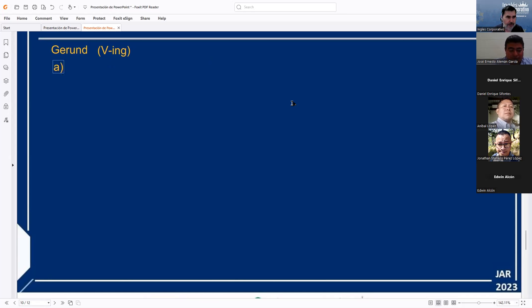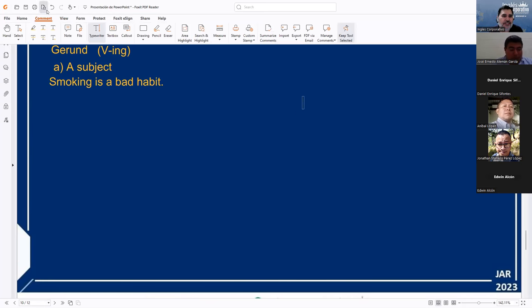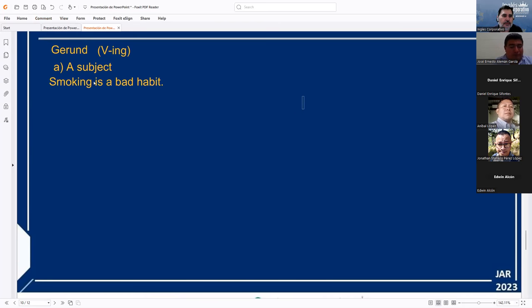Now, gerunds happen in this way. Letter A, as a subject of a sentence. So we say, smoking is a bad habit. What's the gerund? This is the gerund. Smoking is a gerund. It's a subject. Then we have the verb, article, so it's a subject.